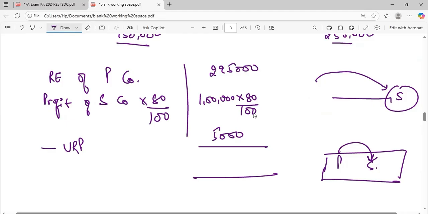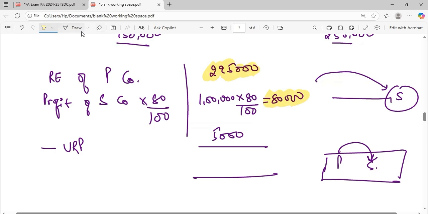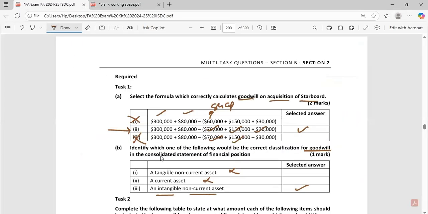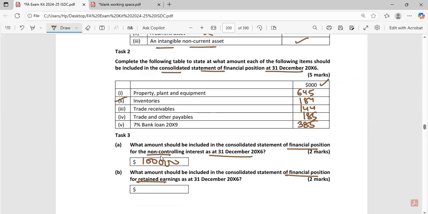So when you make this adjustment, this would come out to be 80,000. So add this, and we are going to deduct 5,000 from this. Let me quickly calculate this: 2,95,000 plus 80,000 less 5,000. So this is coming out to be 3,70,000. Okay, so let's write over here 3,70,000.